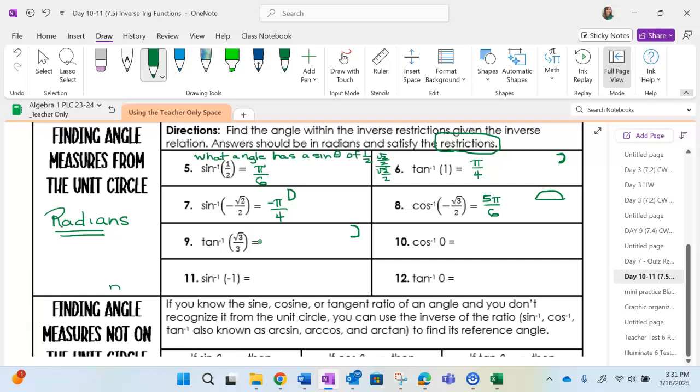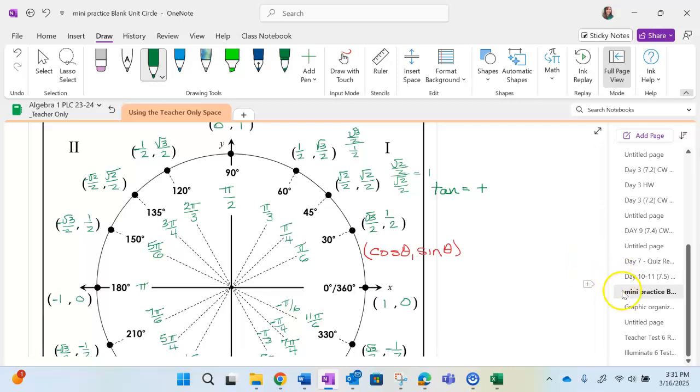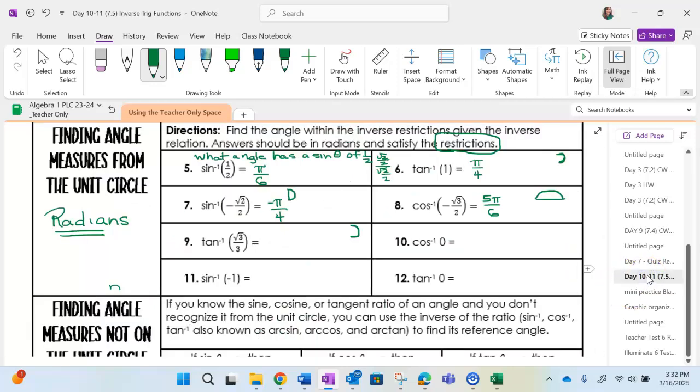All right, let's go check it out. Let me go back to our unit circle. Let me see, was it negative? It's positive, so it can be in the first quadrant. Well, it will be in the first quadrant. So let me go back. Come on, you can go back.